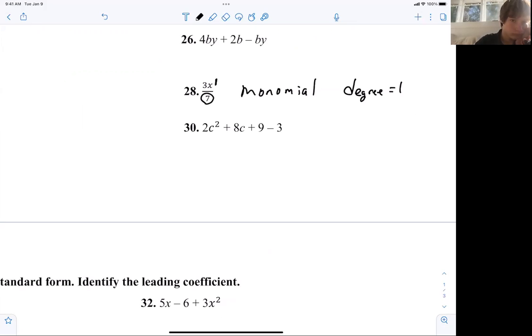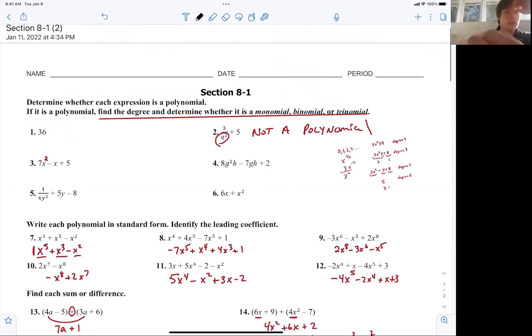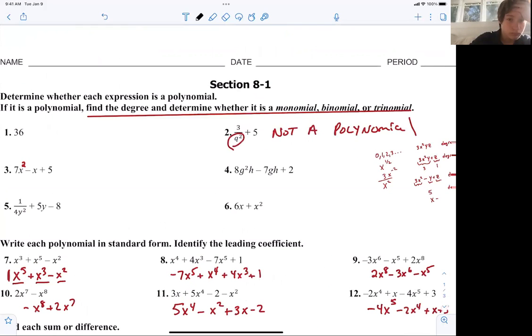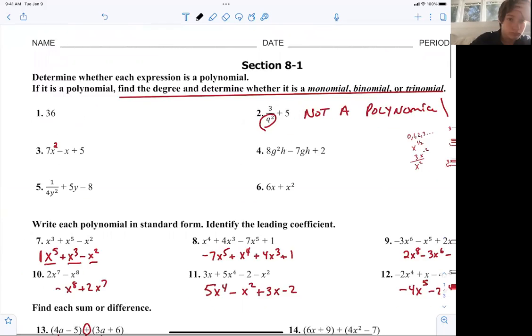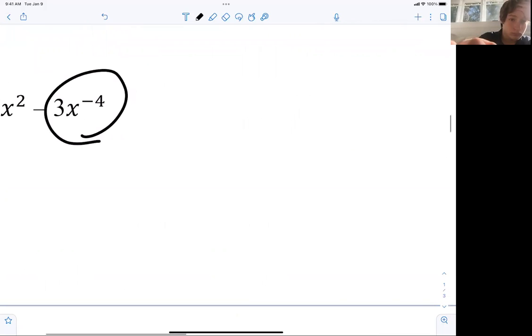Wait, so 29 is just not a polynomial. And the reason I'm giving you that look is because we did the same exact thing up here. If it wasn't a polynomial, did we do anything else? It's not a polynomial, so there's no degree, there's no binomial, it can't have a degree, because the exponent is negative. No negative exponents.